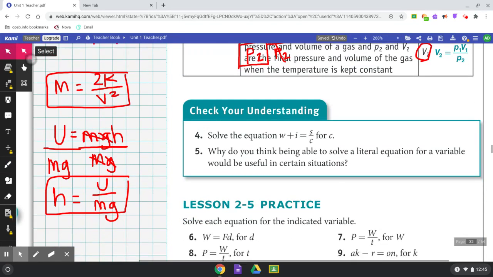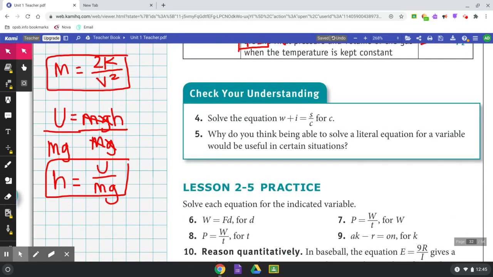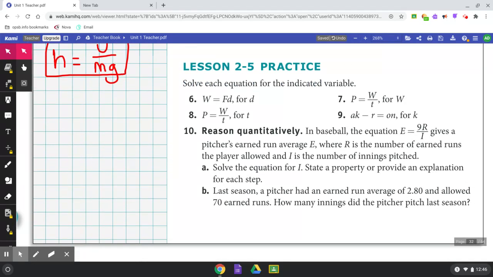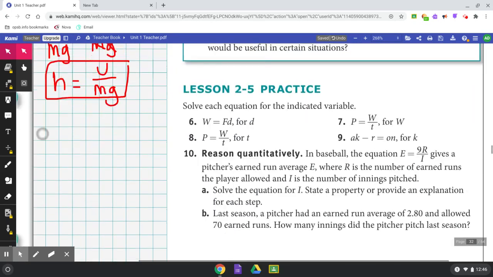All right, so I want you to do number 4 and 5. Check your understanding. That's part of your classwork. And then I want you to do lesson 2-5 practice, number 6 through 10, as your homework, and submit that on the Google form.